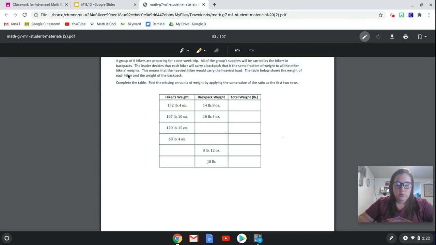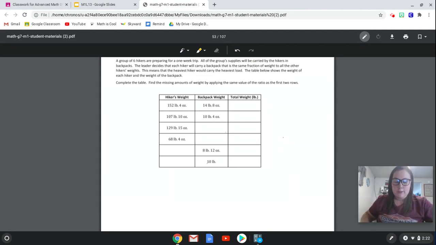So the first thing, we're just going to start with reading the question. A group of 6 hikers are preparing for a 1-week trip. All of the group's supplies will be carried by the hikers in backpacks. The leader decides that each hiker will carry a backpack that is the same fraction of weight to all the other hikers' weights. This means that the heaviest hiker would carry the heaviest load. The table below shows the weight of each hiker and the weight of the backpack. Complete the table, find the missing amounts of weight by applying the same value of the ratio as the first 2 rows.